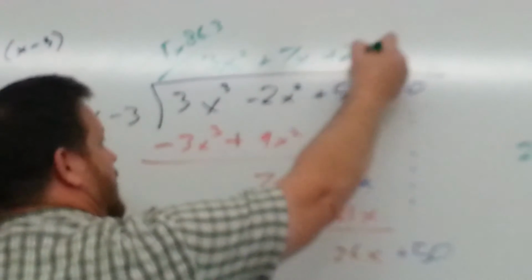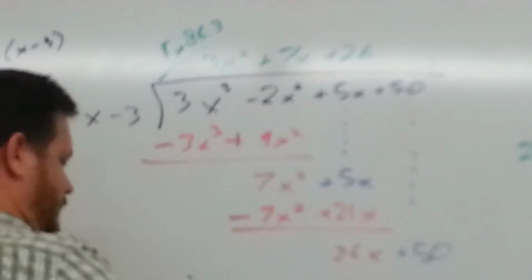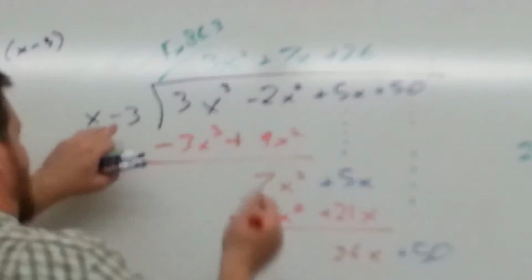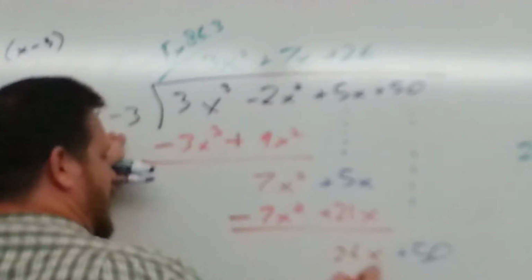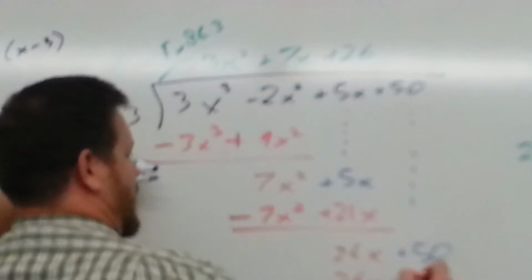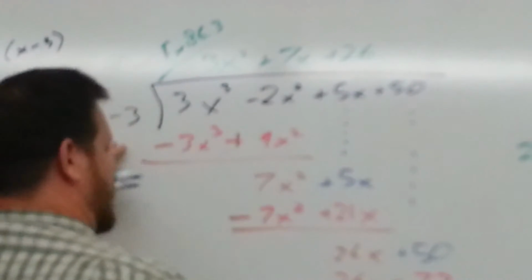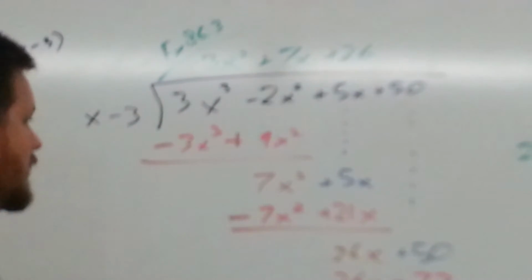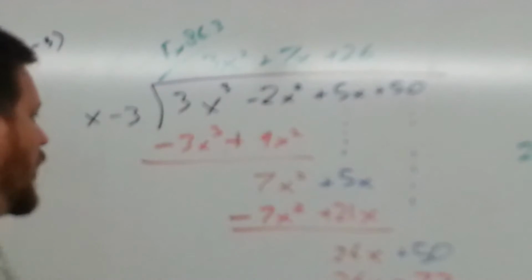26. Then we multiply 26 times x minus 3, 26x minus 78. And you change the sign. Whoa, no, wait, I'm sorry.